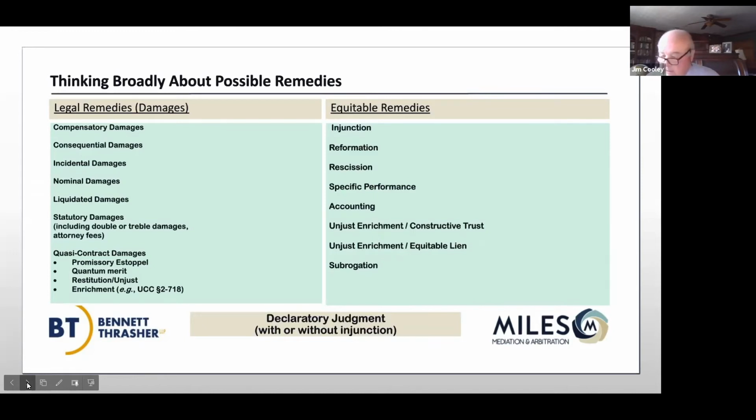Okay, so folks, I am really not trying to bring back bad memories of the remedies class that you had in law school, but I want to give you my checklist. Yours is probably more up to date, but this is the checklist that I think you can run through. On the left-hand side are the legal remedies of the damage remedies, some quasi-contract damage remedies at the bottom. On the right-hand side, the equitable remedies. And of course, don't forget the declaratory judgment action at the bottom.